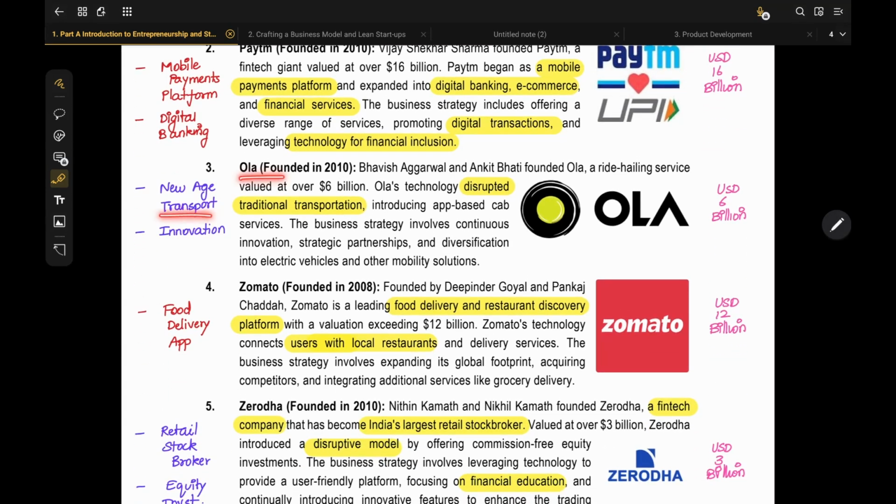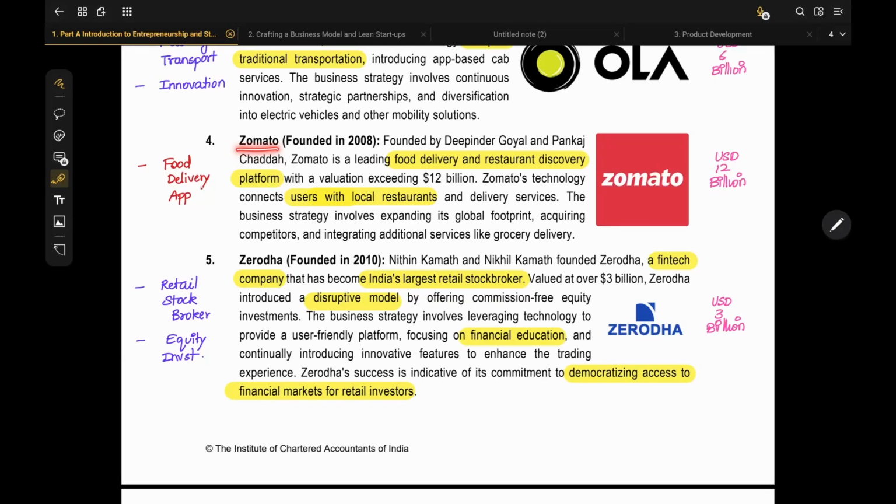And then Ola. Ola is the new age transport. You are booking right from Ola and going on it. That is the new age transport. They are doing innovation. They have disrupted traditional transportation. And then Zomato, as we already know, it is a food delivery app. It makes partnerships with local restaurants and has delivery partners deliver the food to the customer's doorstep itself.